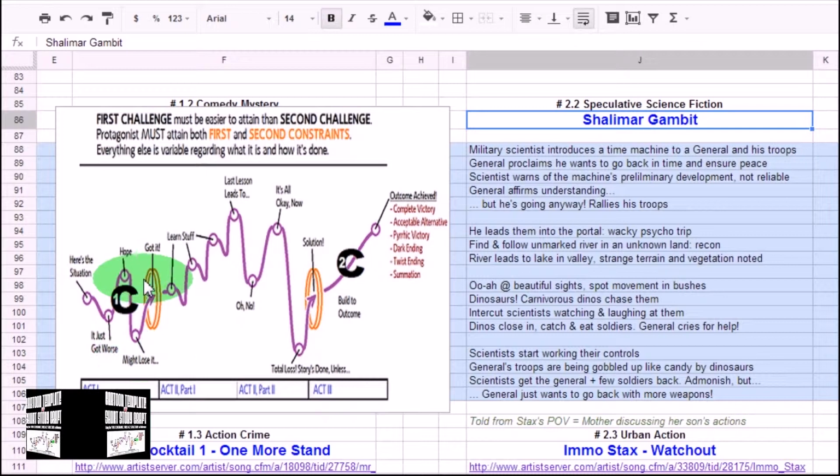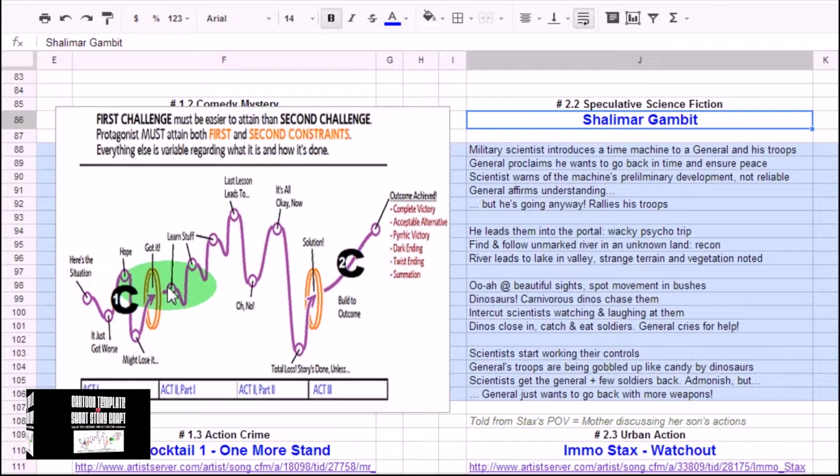So he says, okay, I understand it, but despite that, if he says, okay, I understand, I'm not going to go, then the story's over. But he says he's going to go anyway. I understand it, but I'm going anyway. And he rallies his troops. So the first constraint's achieved. The story will continue.